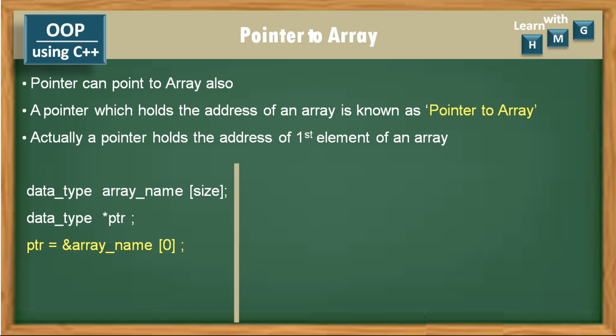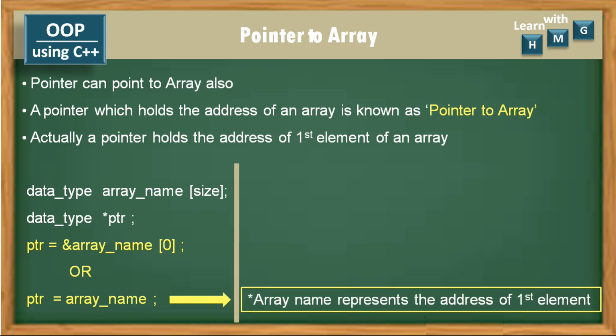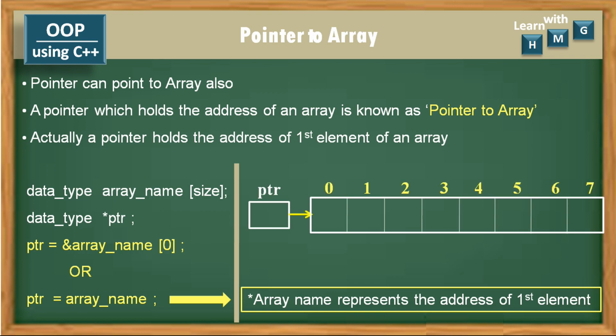There is second method of initialization, that is instead of address of array name of 0, that is instead of address of first element, you can write only array name also. So ptr is equal to array name. So this array name actually represents the address of first element. So either you may write ampersand array name of 0 or you may write only array name. So as per your convenience you can use any one method to initialize the pointer. So this is the diagrammatical representation of pointer to array. Here the pointer is pointing to first element of an array.